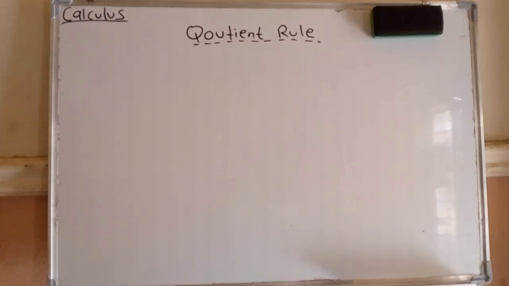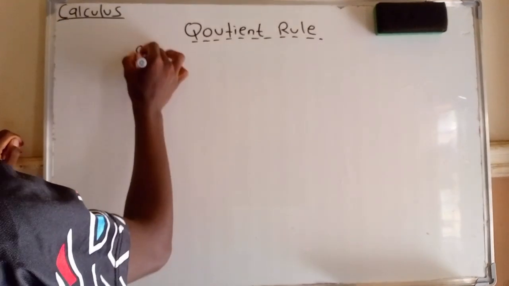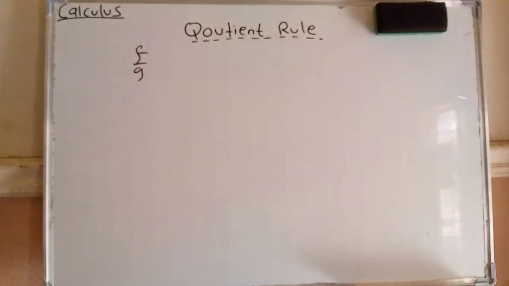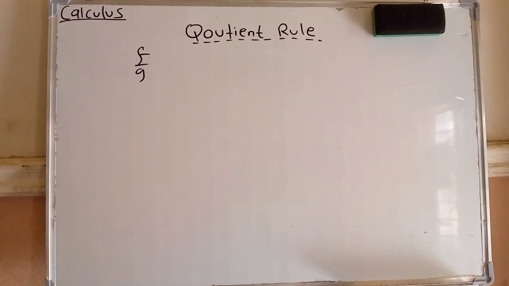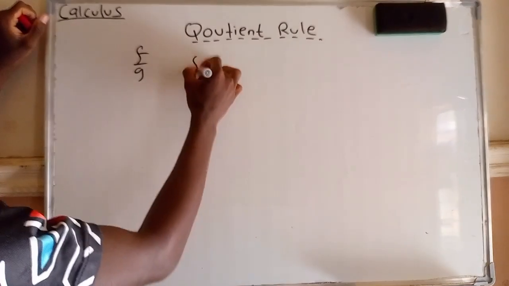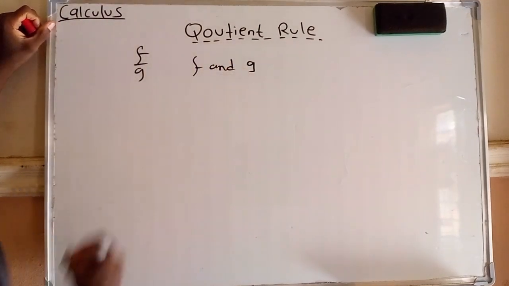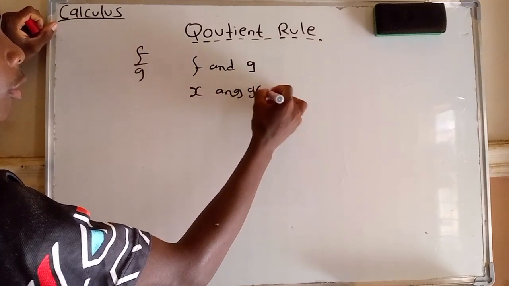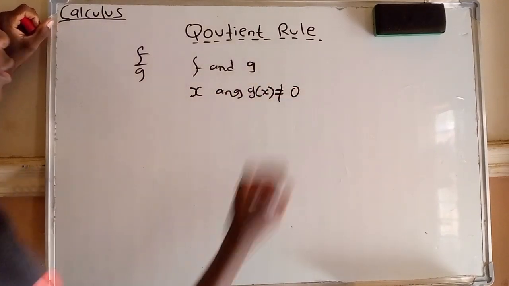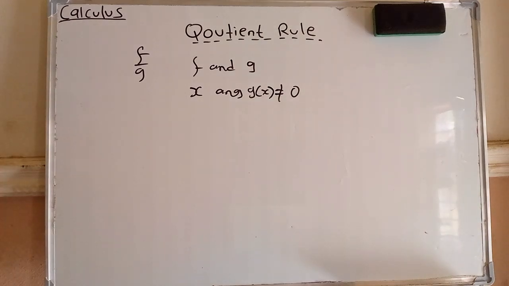When we say quotient rule, we mean dividing f by g. If f and g are differentiable functions of x, then g of x should not be equal to 0. So what does this mean?